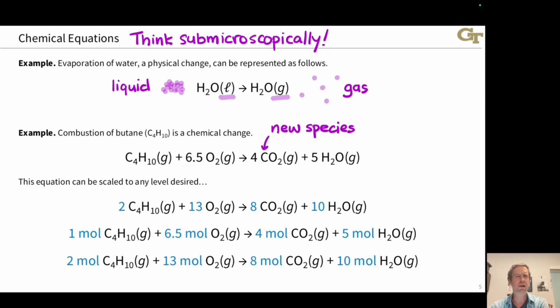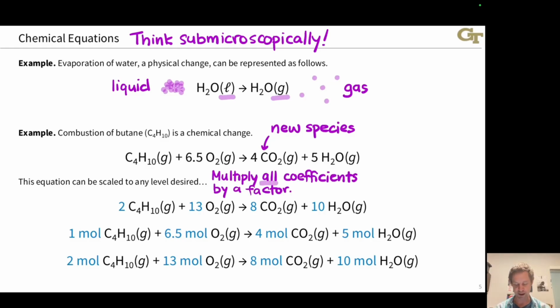This may seem odd if you're thinking on the submicroscopic level. How can I have 6.5 molecules of oxygen? Half an O2 molecule is just one oxygen atom, and that's not the same as an O2 molecule. So how is it possible to have 6.5 molecules of O2? Well, at that scale, it's not really. But keep in mind, we can apply this recipe. Every chemical equation is essentially a recipe at any scale.